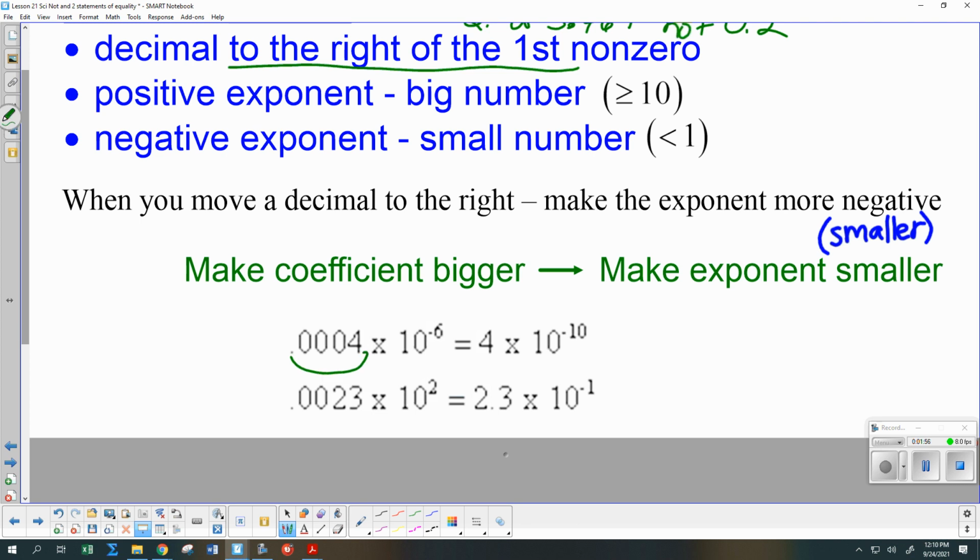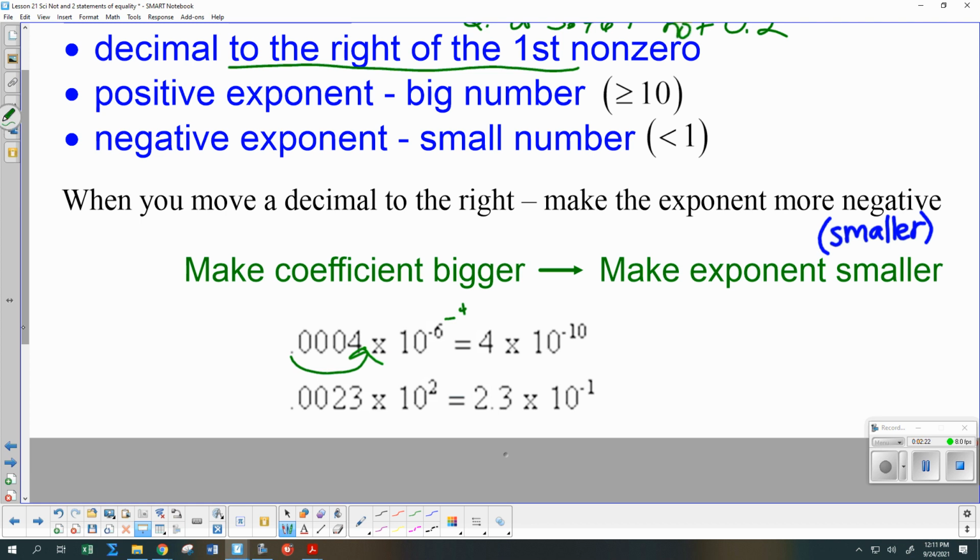0.0004, I know that needs to be 4.0. So I just made that part bigger. It was 0.0004, now it's 4, it just got bigger. So I know I have to make the exponent smaller to keep it balanced. So if I move this 1, 2, 3, 4 places, I need to make this exponent 4 smaller so that I have 4 times 10 to the minus 10.